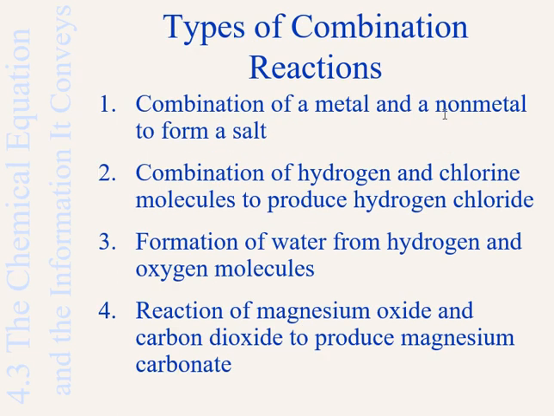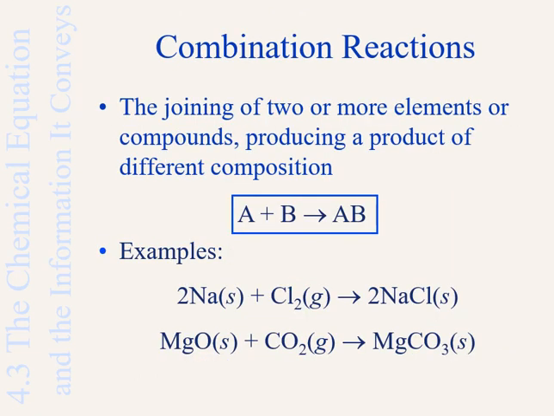Combination of a metal and a non-metal to form a salt is one example. Combination of hydrogen and chlorine molecule to produce hydrogen chloride. Formation of water by combination of hydrogen and oxygen, and magnesium oxide reacting with carbon dioxide to form magnesium carbonate, which we saw here in the last one. Those are some examples.